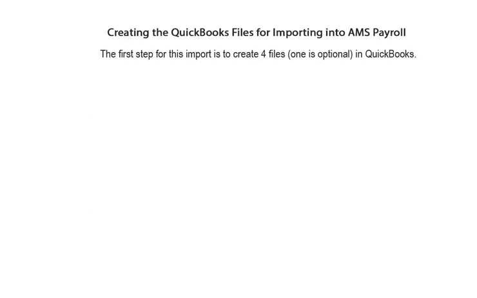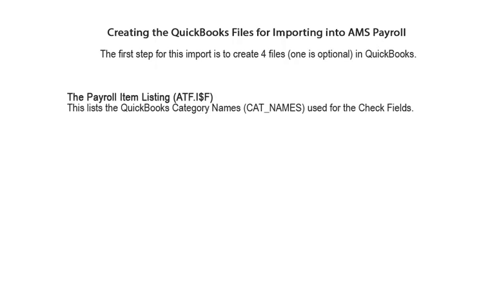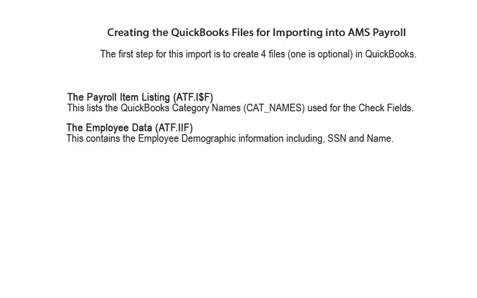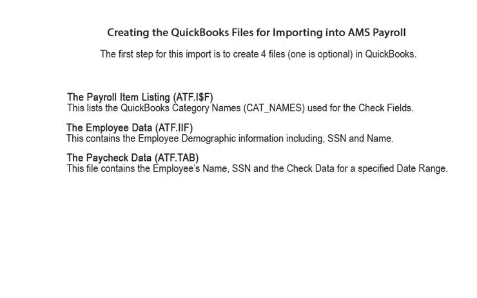In QuickBooks, you will need to create 4 files. Each file will contain different data. 3 of these files, payroll item listing, paycheck data and the tax deposit data, have been saved as a memorized report in a prior import. First is the ATF.I$F file for the payroll item listing or the check field names. Second is the employee data file, which is named the ATF.IIF file. This file contains the employee demographic information, including the employee name and social security number.